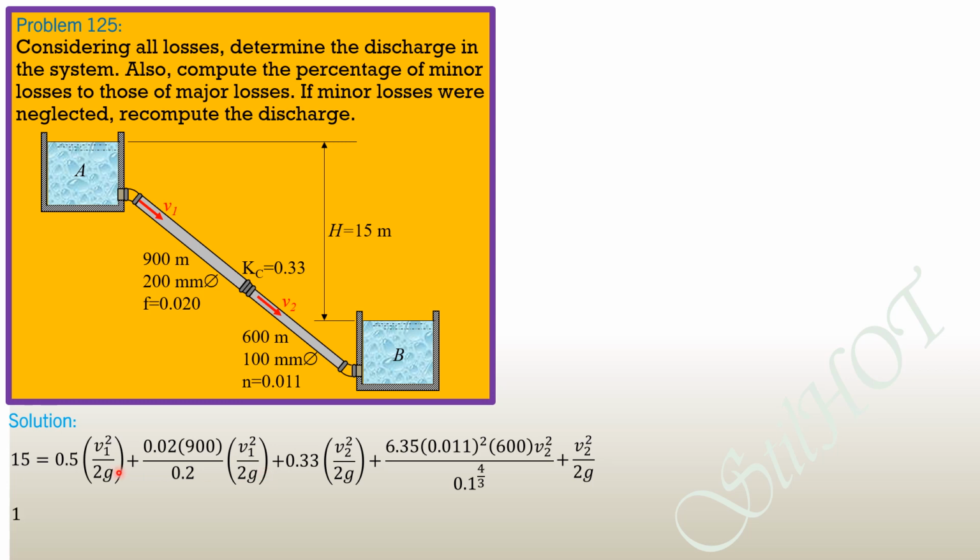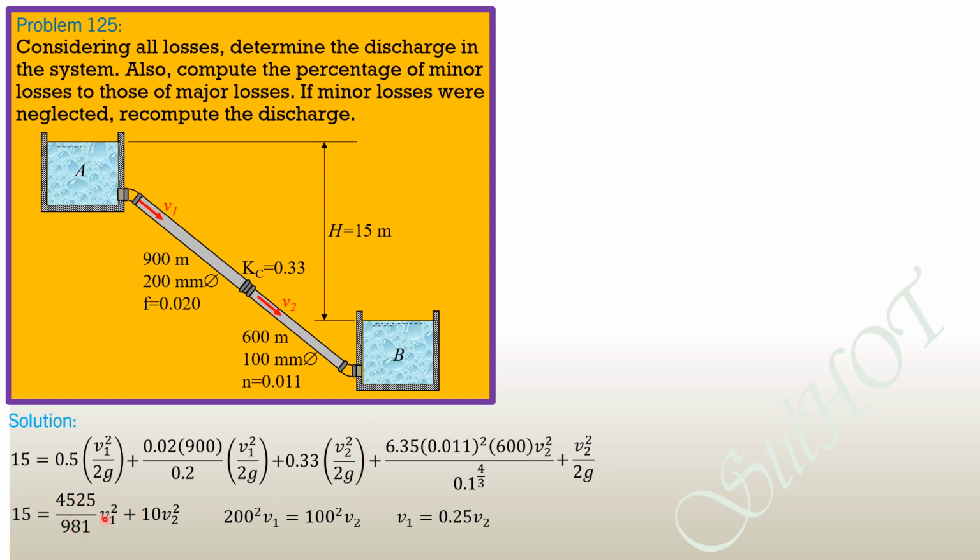So combining like terms, 15 is equal to 4525 over 981 V1 squared plus 10 V2 squared. Then by the continuity equation to relate V1 and V2, 200 squared times V1 equals 100 mm squared times V2. I do not show pi over 4 anymore, because pi over 4 can be cancelled. So expressing V1 in terms of V2, V1 is 0.25 of V2.